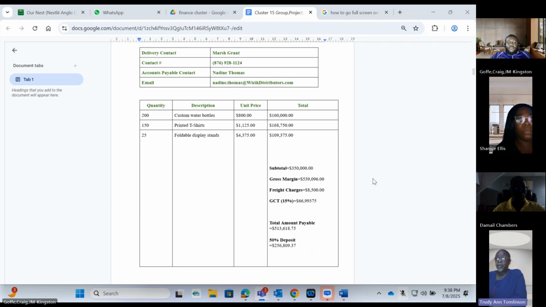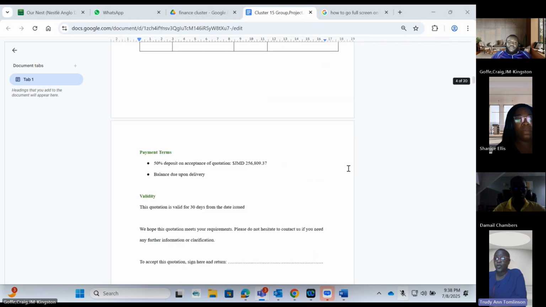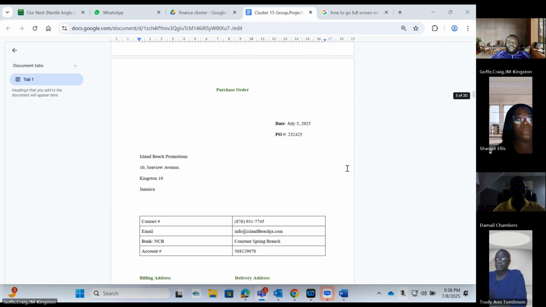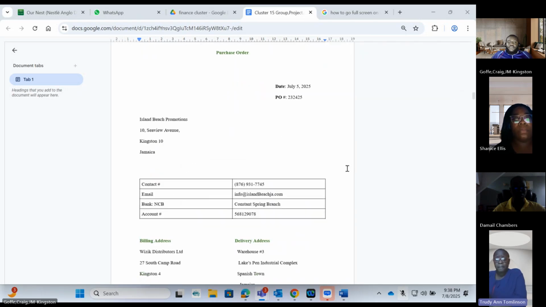Moving on to our second procurement document, which is our purchase order. What is a purchase order? A purchase order is a commercial document issued by a buyer to a seller, indicating the type, quantity, and agreed price of goods or services to be purchased. The purpose of a purchase order is to authorize a purchase, specify details, create a contract, and facilitate tracking.